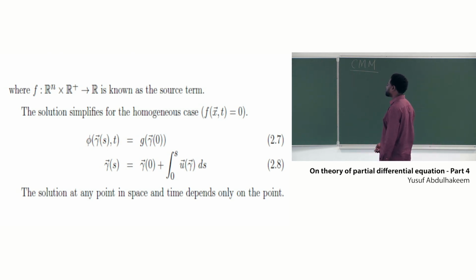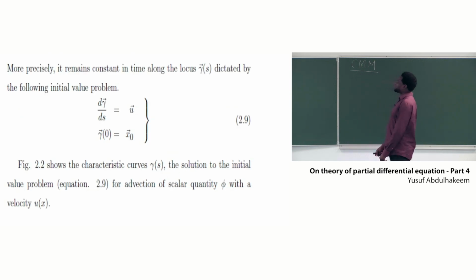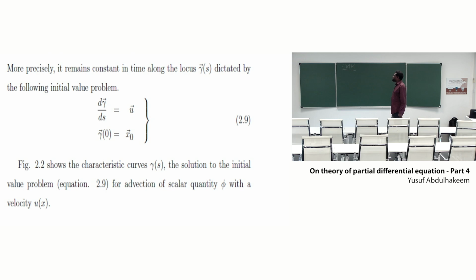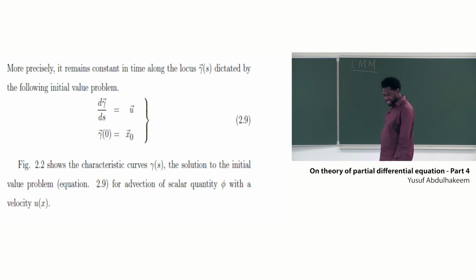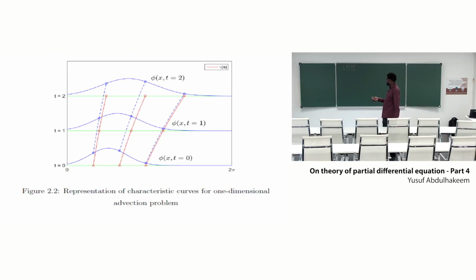Then the solution at any point in space and time depends only on the point. More precisely, it remains constant in time along the locus dictated by the following initial value problems. So let us look at the other figure, figure 4.2, which shows the characteristic curve, the solution to the initial value problem for advection of scalar quantity phi with a velocity u of x. We can see it here. This is the representation of the characteristic curve. Now let's look at it very well.